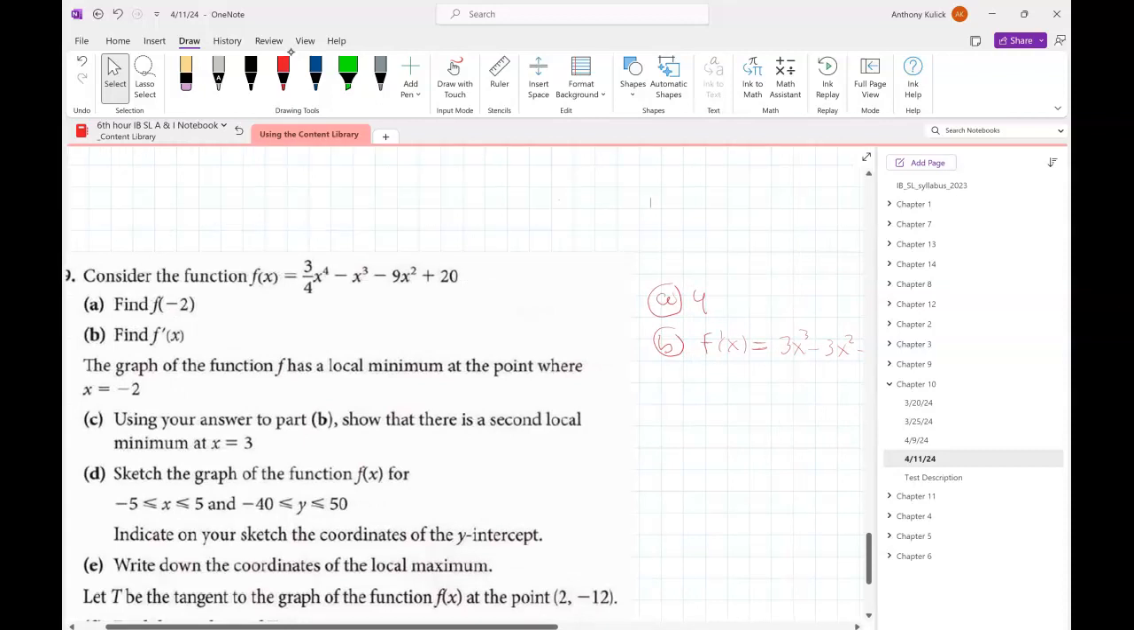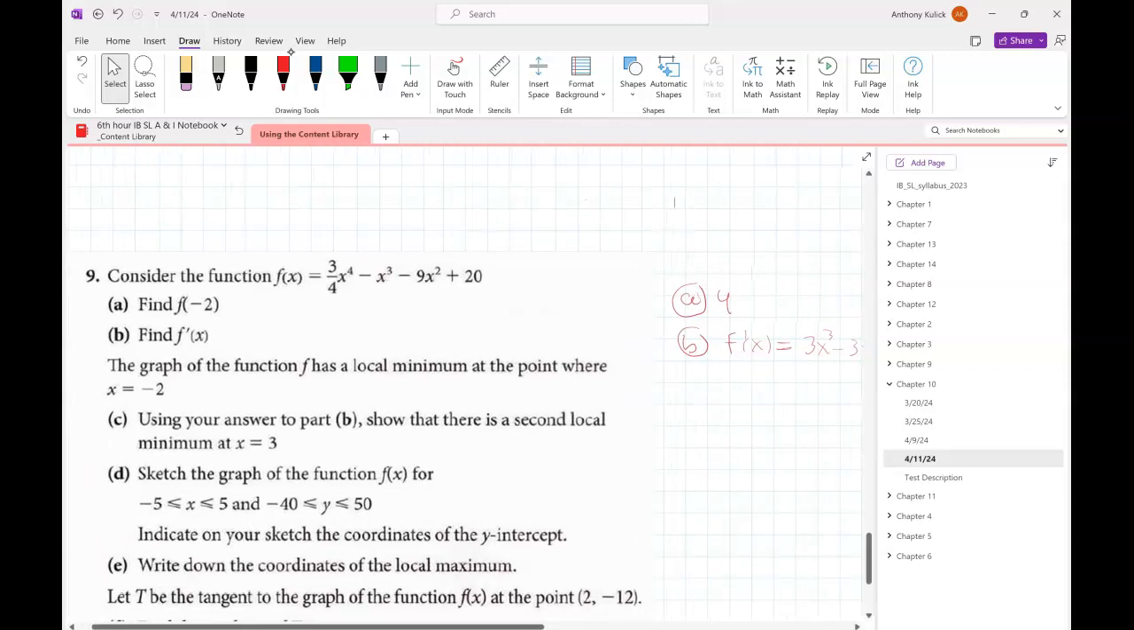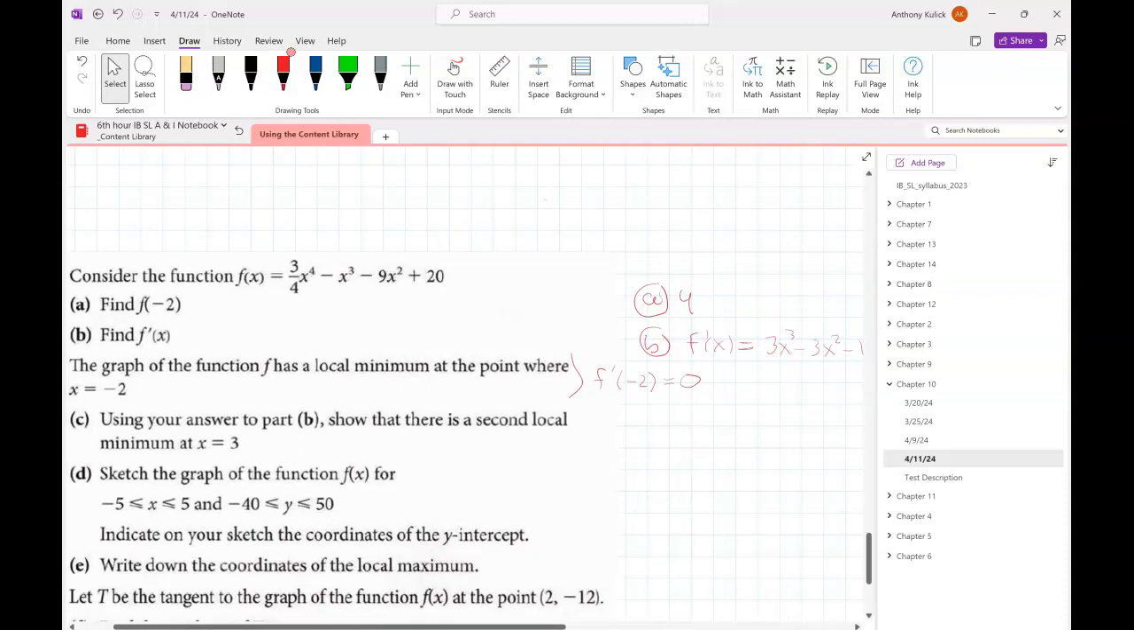All right. It says the graph of the function f has a local minimum at x equals -2. What is this telling us then? That's where the derivative equals 0. It tells us f prime of -2 is equal to 0. Yes. Using your answer to part B, show there's a second local minimum at x equals 3.